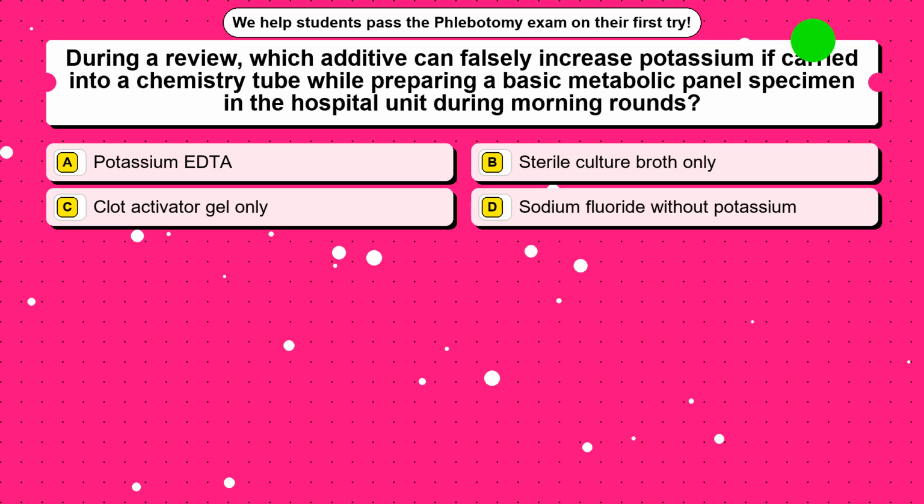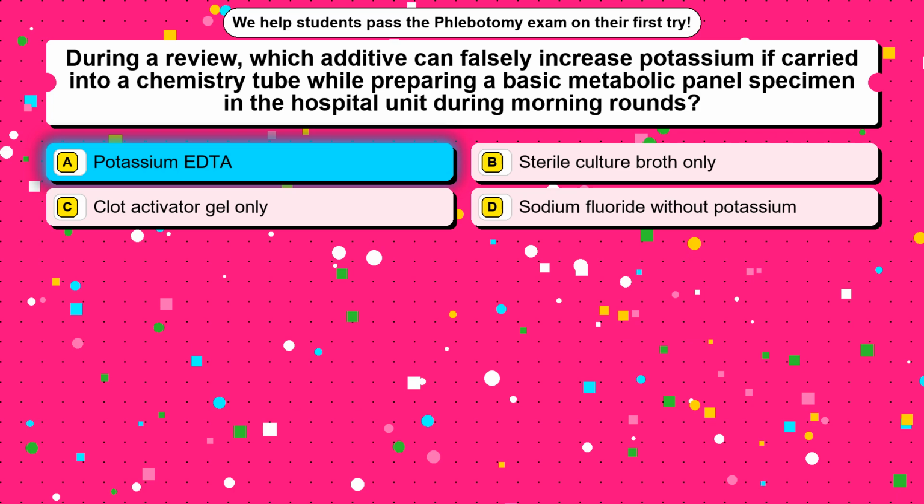Question 83. During a review, which additive can falsely increase potassium if carried into a chemistry tube while preparing a basic metabolic panel specimen in the hospital unit during morning rounds? Option A. Potassium EDTA. Option B. Sterile culture broth only. Option C. Clot activator gel only. Option D. Sodium fluoride without potassium. The correct answer is option A.